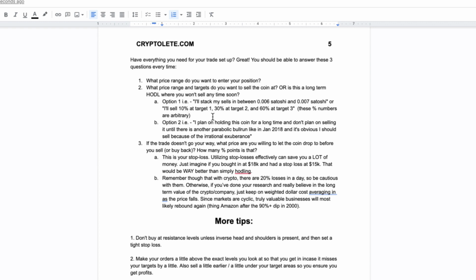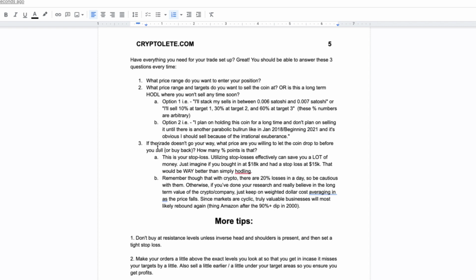Or option number 2 is that I plan on holding this coin for a very long time and I don't plan on selling it until there's another parabolic bull run, like in January 2018 or, I guess I should put, the beginning of 2021, and it's obvious I should sell because of the irrational exuberance. Like that's another reason to sell, right? Number 3, if the trade doesn't go your way, what price are you willing to let the coin drop to before you sell or buy back in?